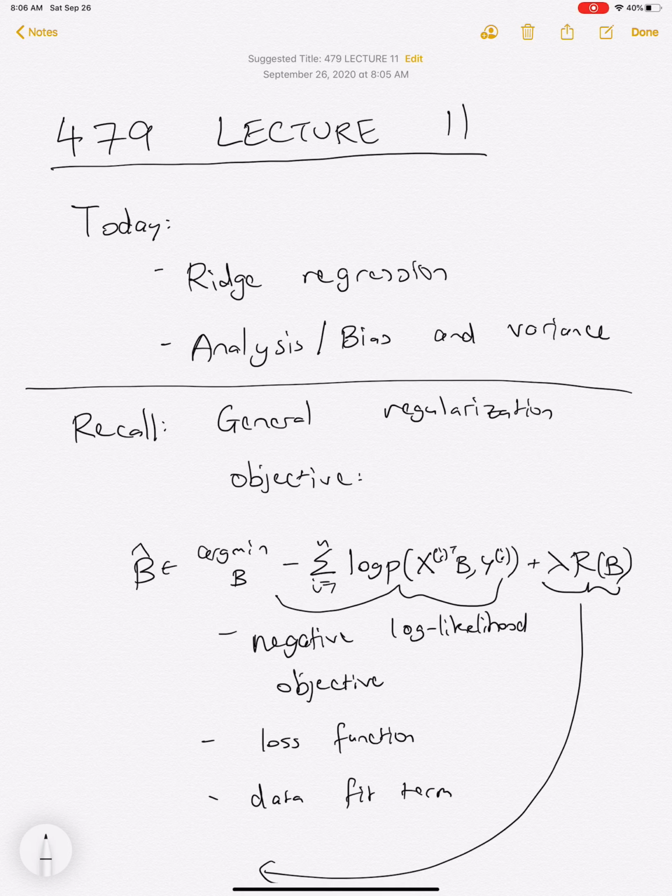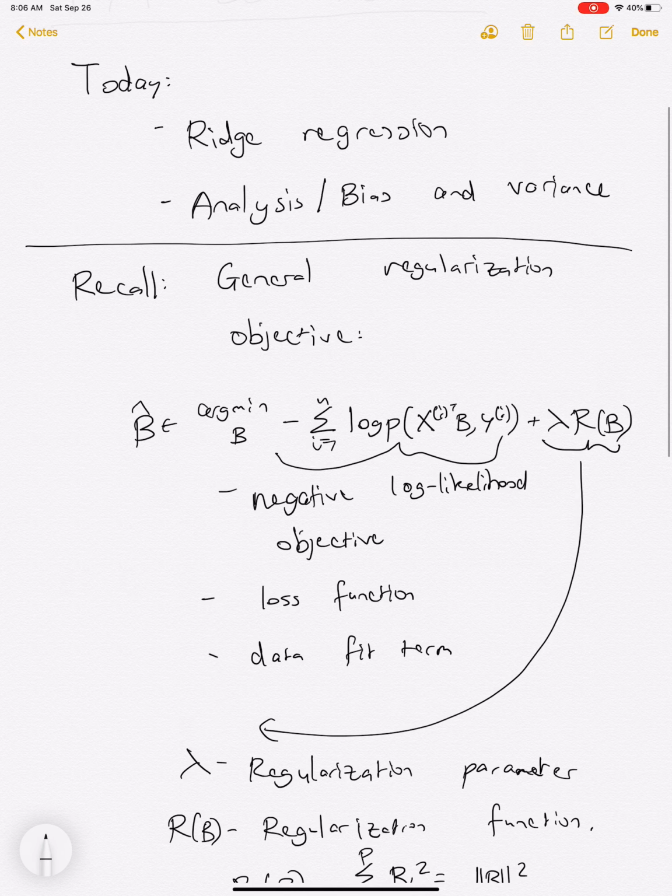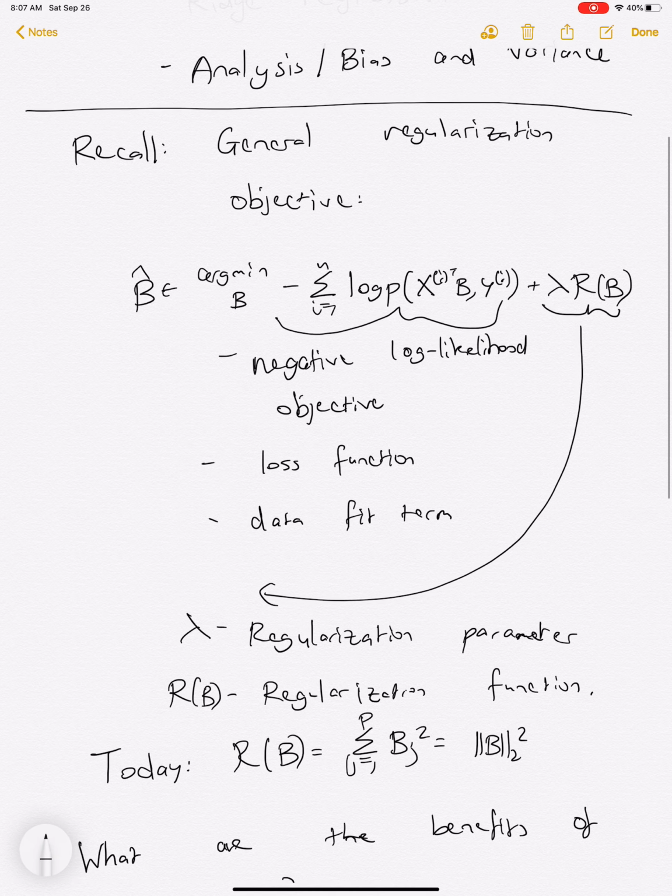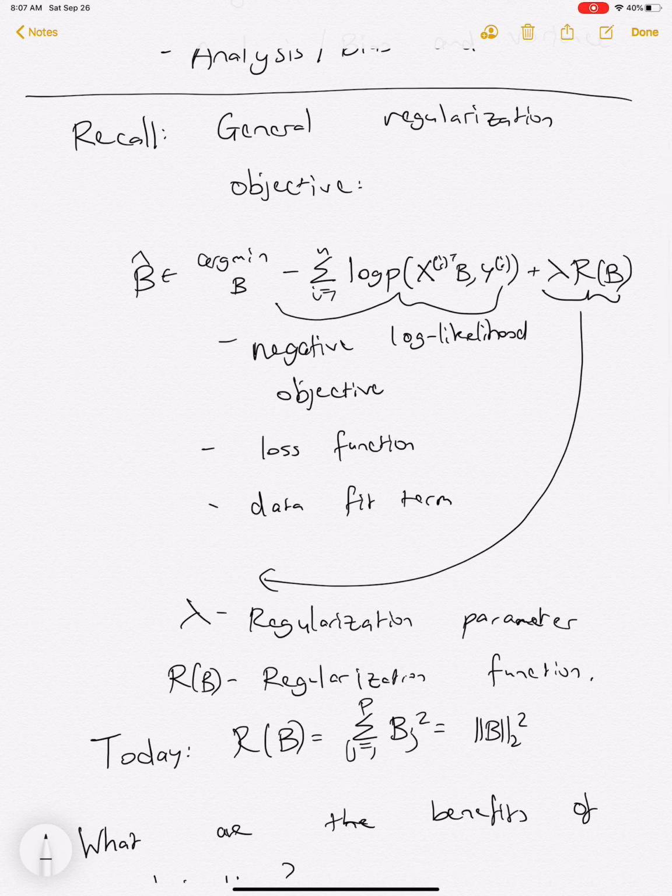In particular, we're going to focus on the analysis, and that'll relate to bias and variance, which are terms we introduced earlier. The real goal is to show what the actual benefits of this L2 regularization are. So just to recap what we talked about at the end of the previous lecture with regards to regularization, the general regularization objective is as follows. You essentially have your data fit or negative log likelihood objective.